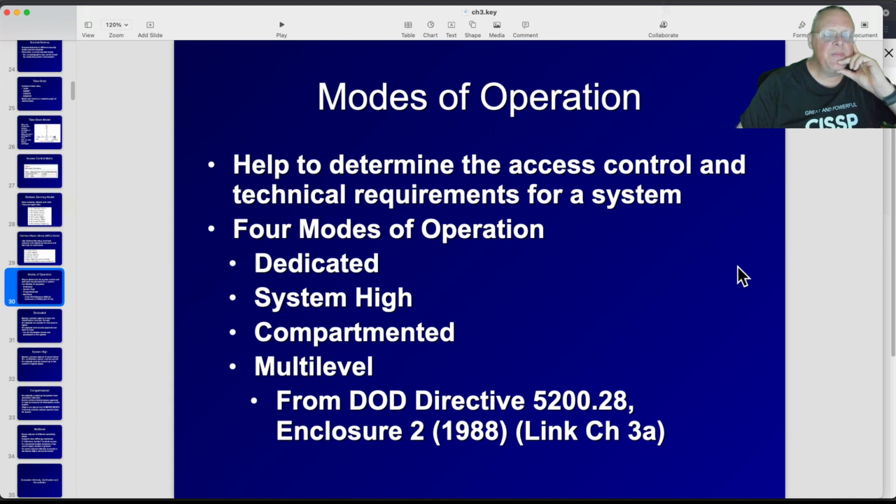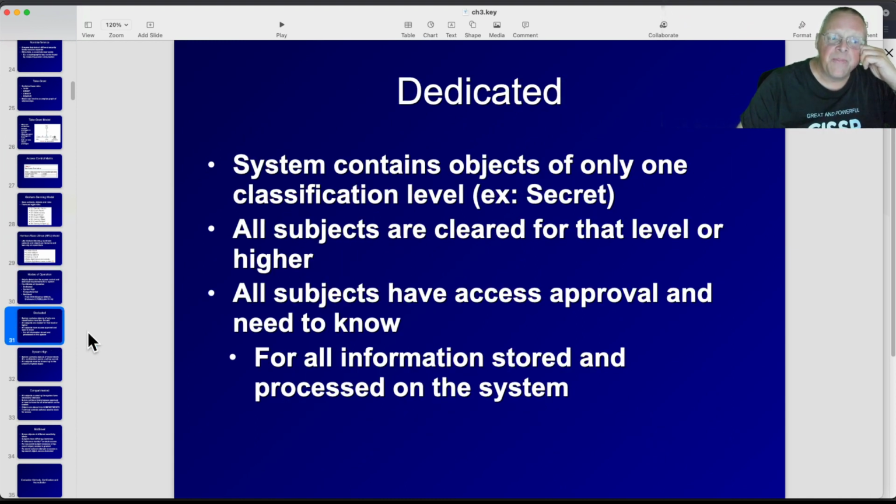And so, from the Department of Defense directive in '88 comes the concept of modes of operation, which is defining how computer systems are going to handle information. So there's 4 modes: dedicated, system high, compartmented, and multi-level. The most secure is dedicated.